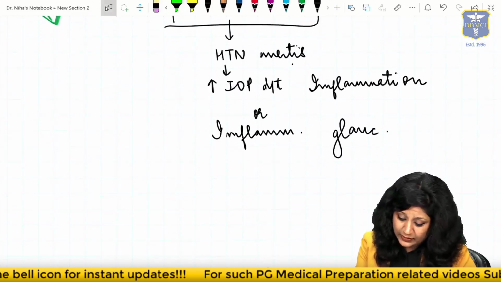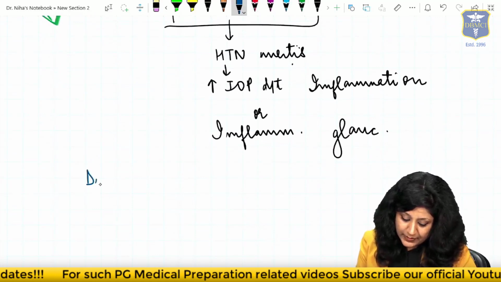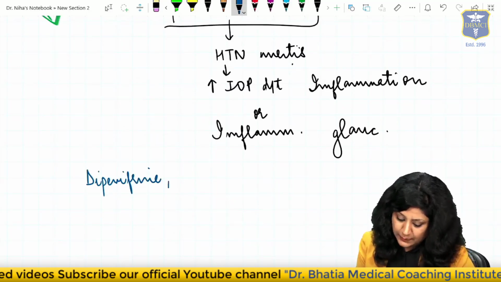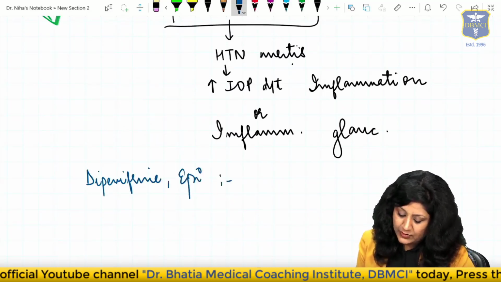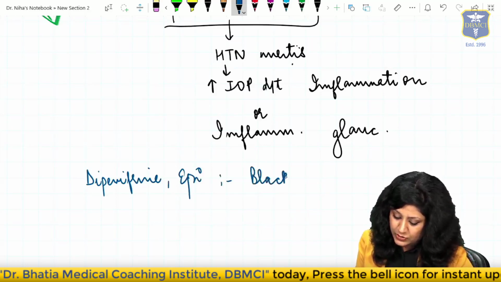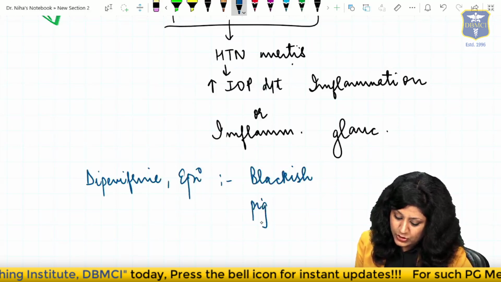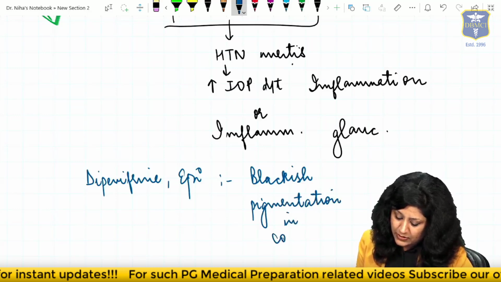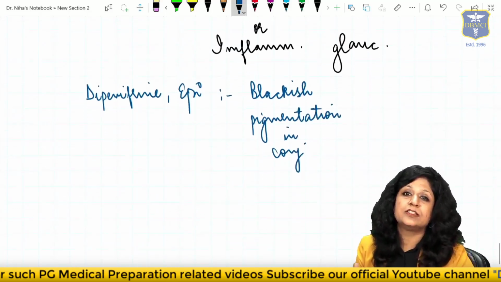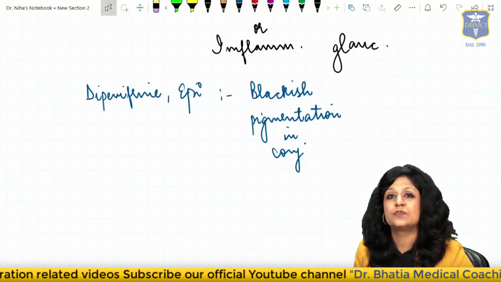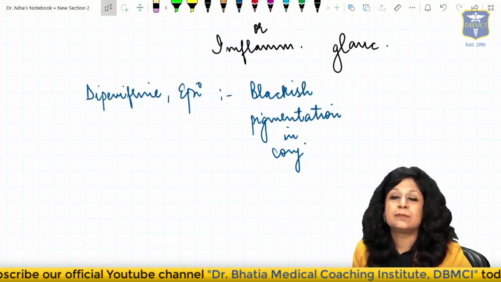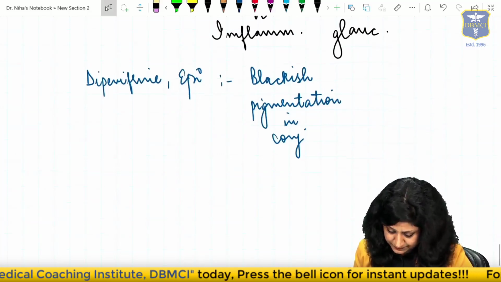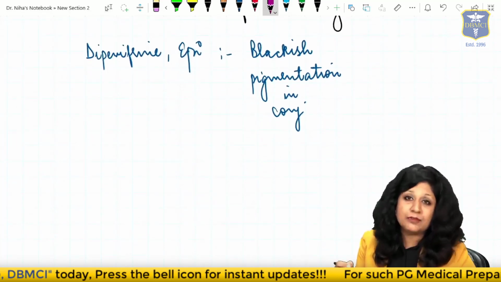Then another important thing is that both dipivefrine as well as epinephrine can cause blackish pigmentation in the conjunctiva. So this is one of the causes for conjunctival pigmentation, like prostaglandin analogs were causing periocular skin pigmentation. Dipivefrine and epinephrine are responsible for the blackish pigmentation in the conjunctiva. Okay, so this was about the alpha adrenergic drugs.